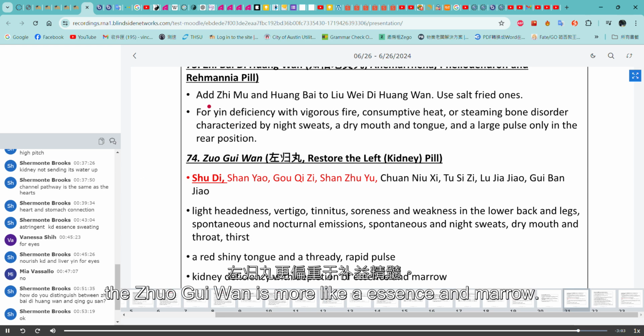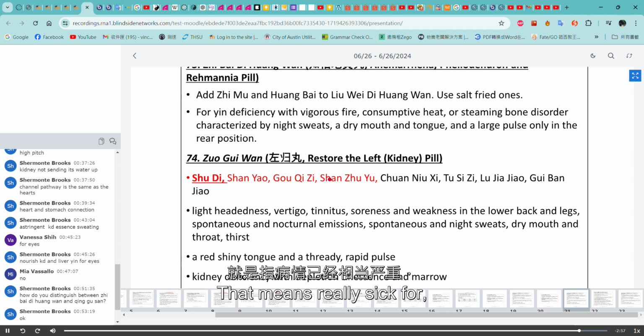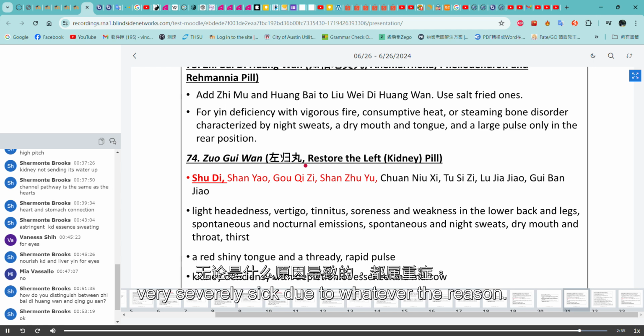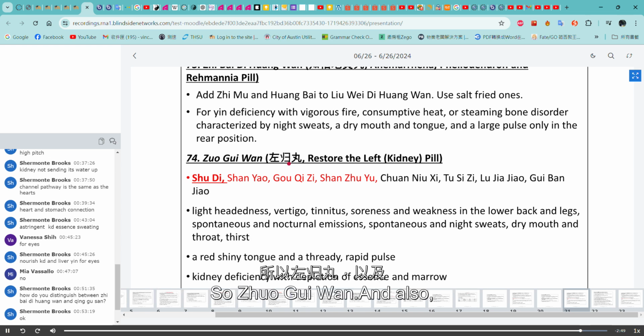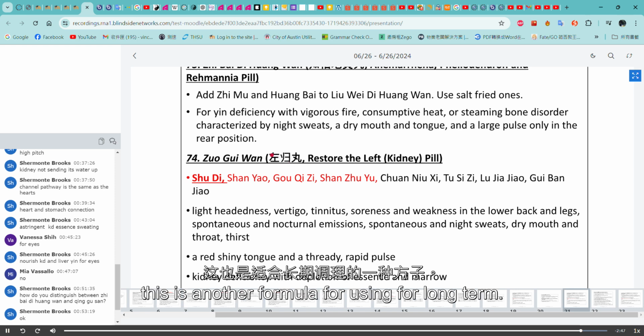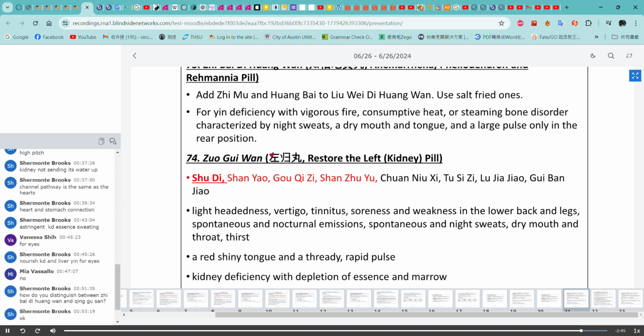So yeah, again, the JOOC-V1 is more like an essence and marrow formula. That means really, very severely sick due to whatever the reason. Right? So JOOC-V1, and also this is not a formula for using long term. Okay.